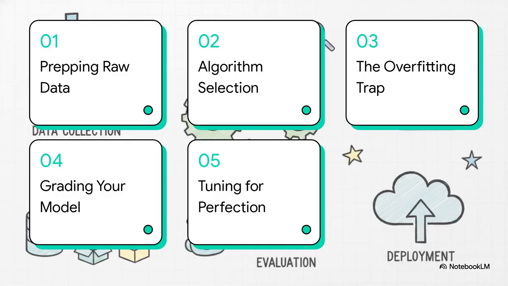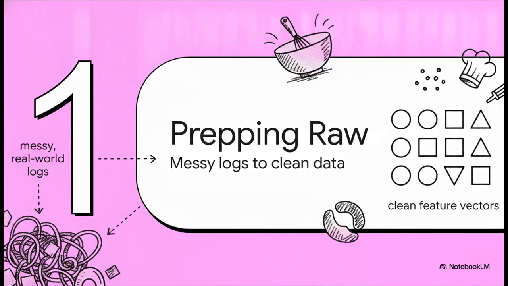Think of this as the data analyst checklist. We're going to cover prepping the raw data, selecting the right algorithm, dodging the overfitting trap, grading your model, and finally, tuning for perfection. Let's start with Section 1, prepping the raw data, from messy logs to clean feature vectors.